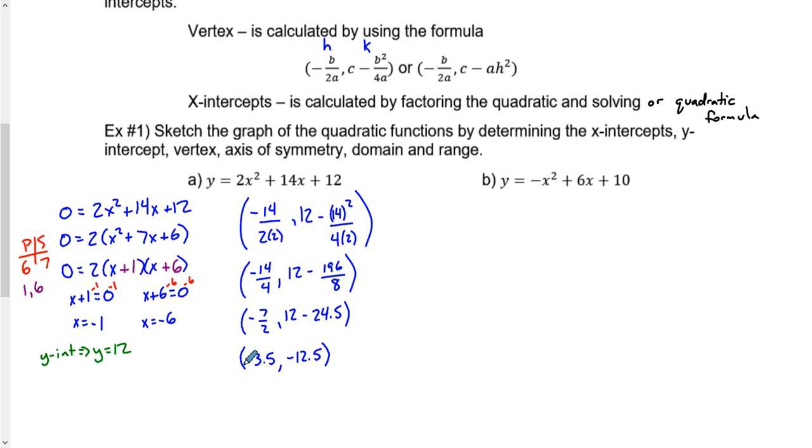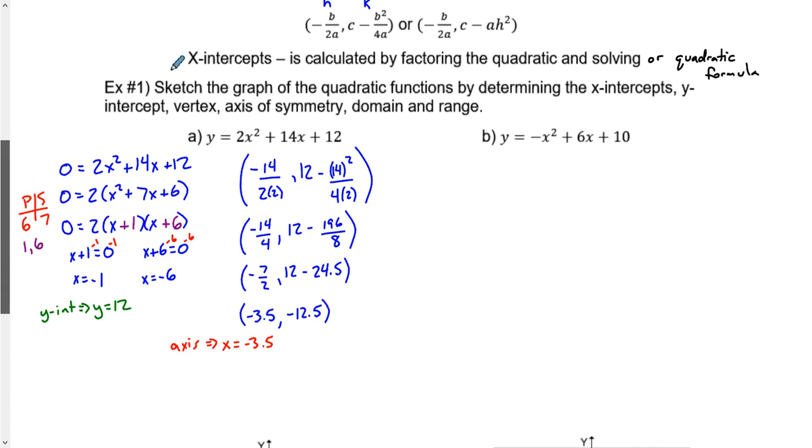Axis of symmetry, as we had talked about before, is just going to be the x value of our vertex. Our domain, oh, sorry, went a little bit too high there. Domain is all real numbers. And our range is all of our y's.